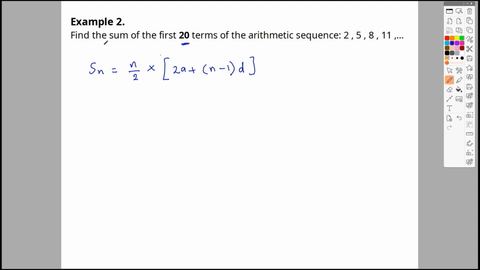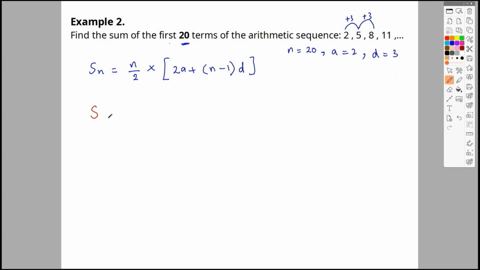The sum of the first 20 terms, that means n equals 20. And the arithmetic sequence is 2, 5, 8, 11. So 2 is the first term, so a equals 2. And we need to find the common difference, d. 2 plus 3 is 5, and 5 plus 3 is 8. That means d equals 3.